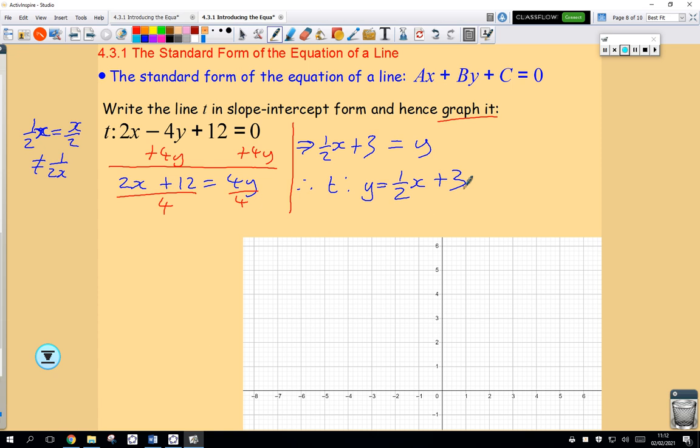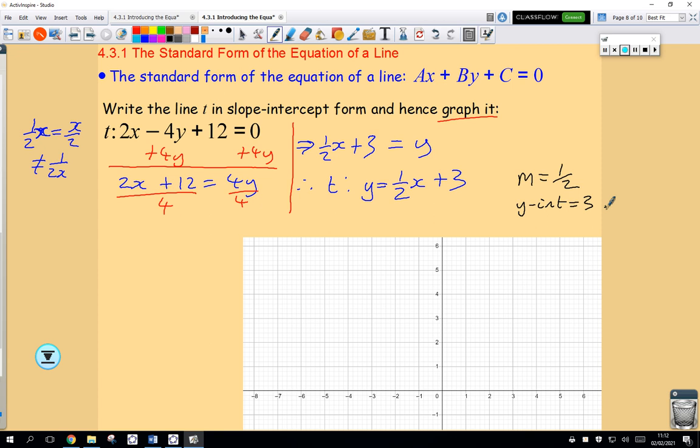So what can I gather from that? Well, I can gather a couple of things. That's in slope intercept form. The slope is the coefficient of x. The slope is going to be a half here. That means every time I run 2, I rise 1. Remember, slope is rise over run. And the y-intercept here is going to be 3.